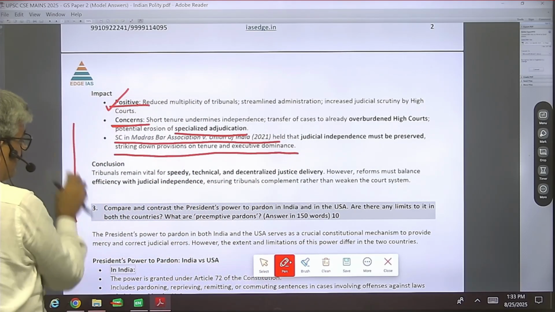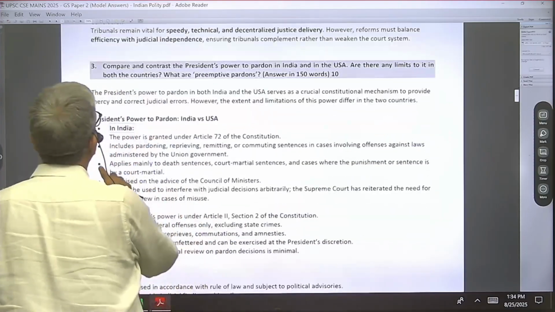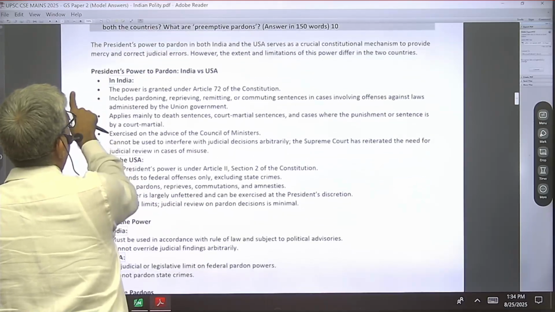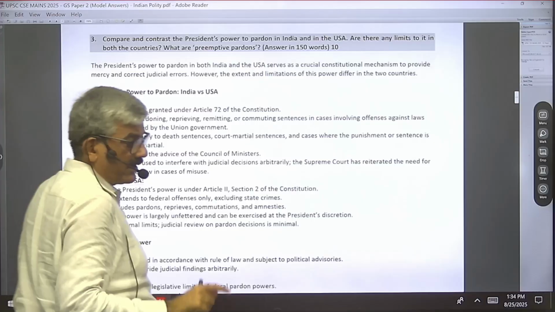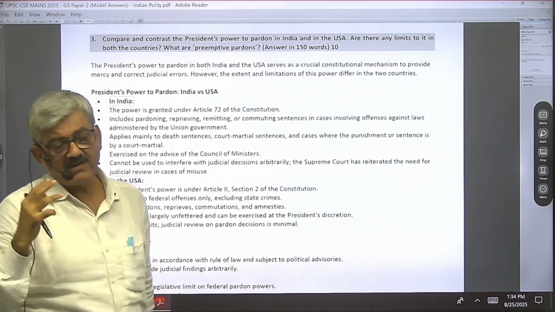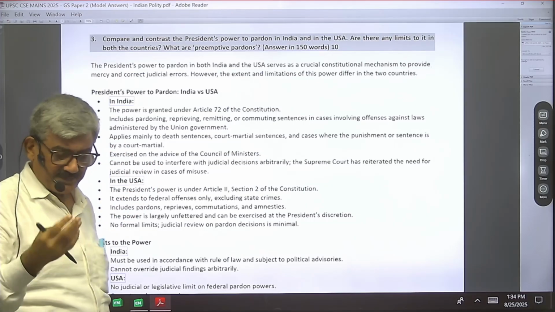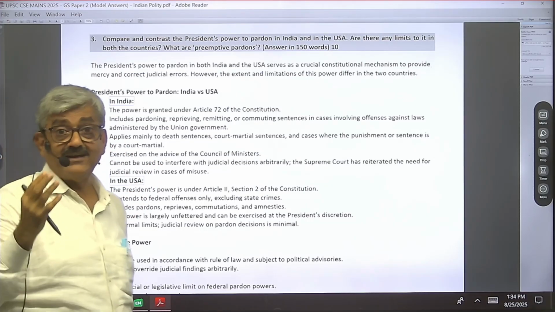Next important question is, we are supposed to compare and contrast the pardoning power of the President of India and the USA.